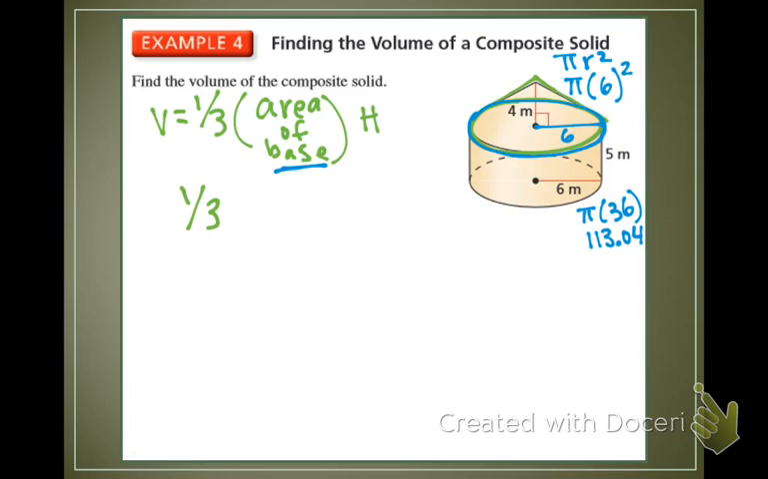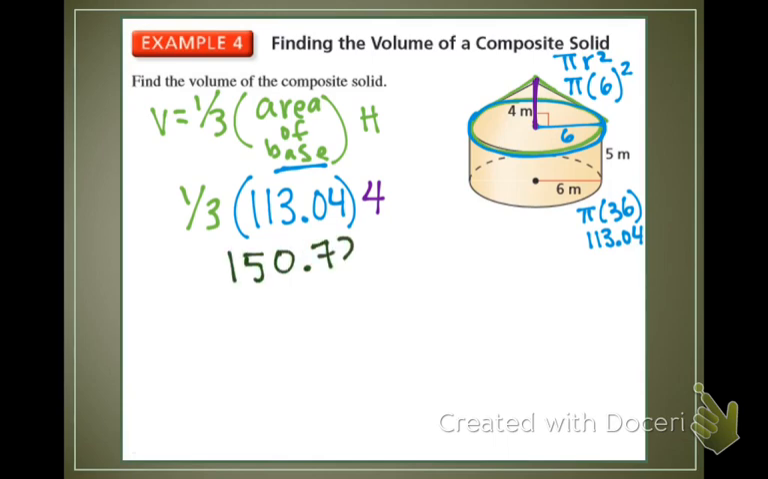So we're going to plug it in. 1/3 times 113.04. This is where a lot of people go wrong. What is the height of only the cylinder? 4. So you can multiply 113.04 times 4, then divide it by 3. What do we get? 150.72. Perfect. That is not my final answer. I'm highlighting it so I can find it later.